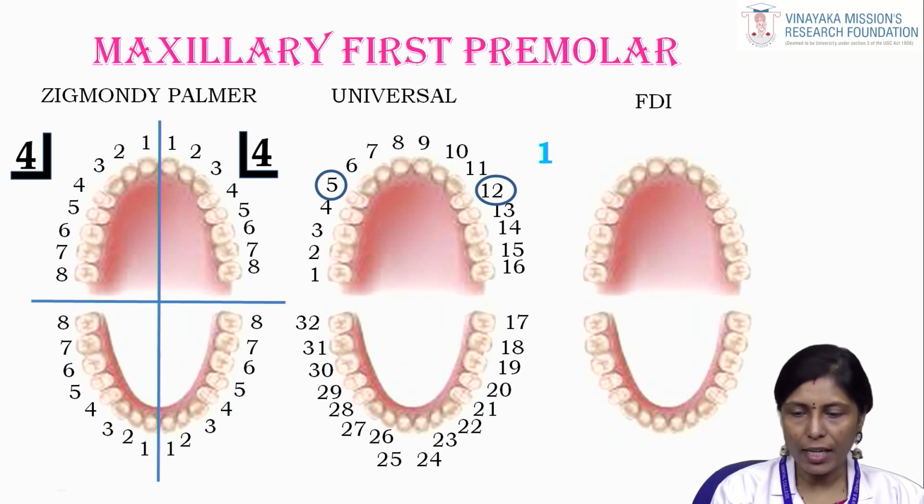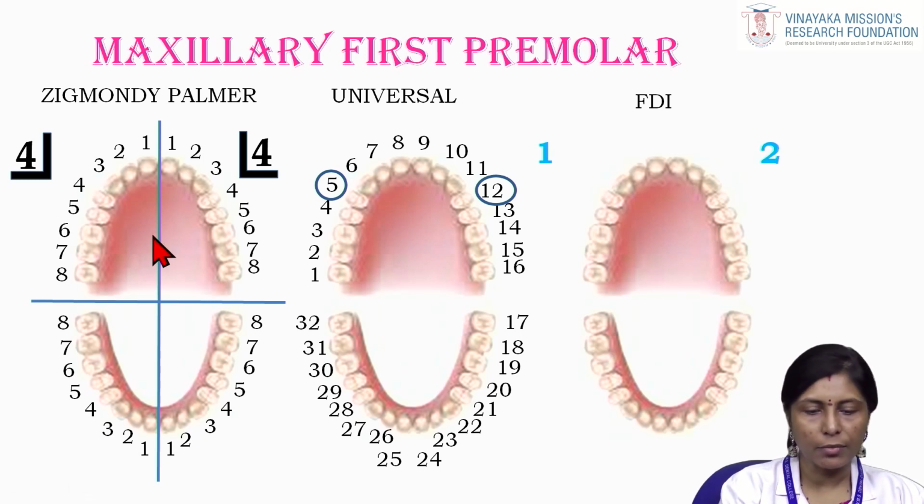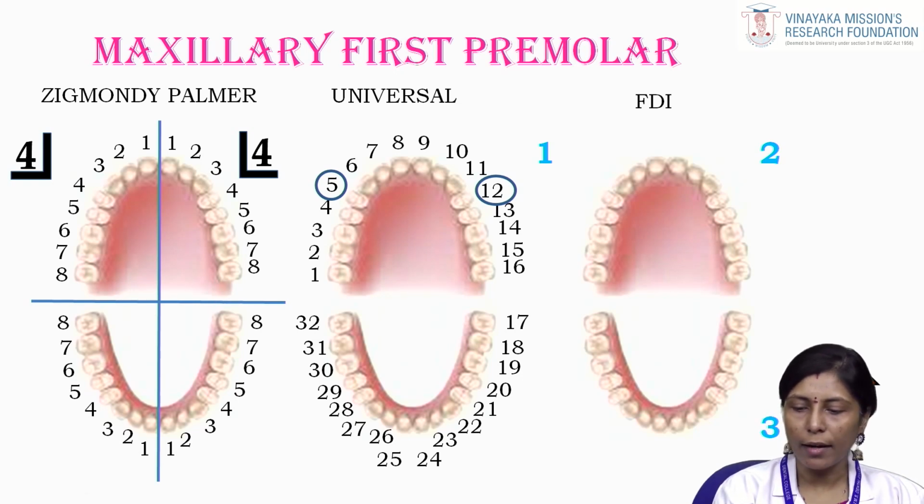Whereas in case of FDI system, instead of this grid, that is the quadrant system, they number the quadrants as 1, 2, 3, 4. So first number 1 for the right maxilla, number 2 if it is going to be the left maxillary quadrant, number 3 for the left mandibular quadrant, number 4 for the right mandibular quadrant. So first number denotes which quadrant it is, whether it is maxilla or mandible, right or left.